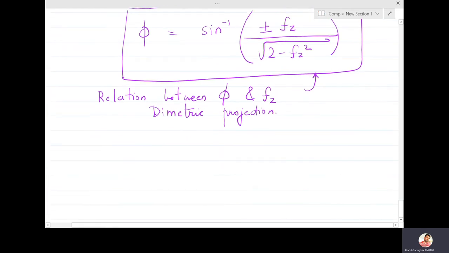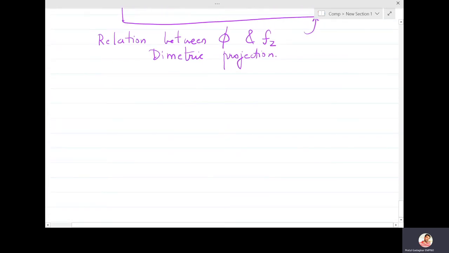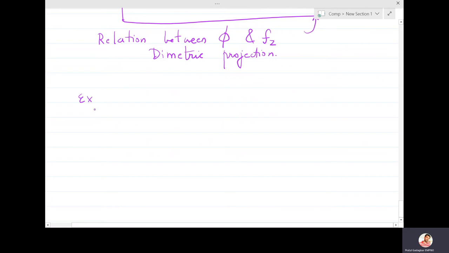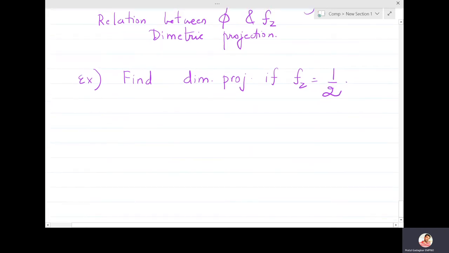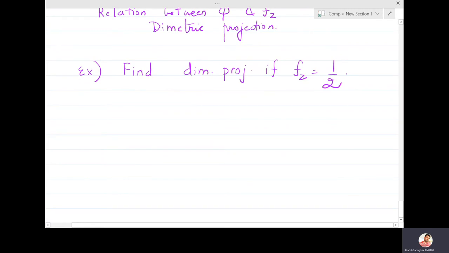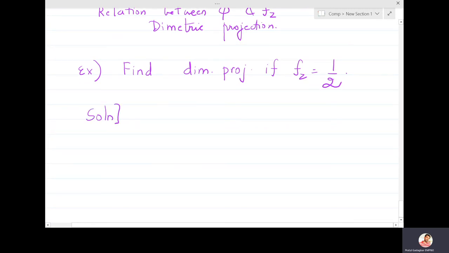Now let us take one simple problem. Let me write an exercise: find a dimetric projection if the foreshortening factor along the z-axis is equal to half. I hope now you know how many such dimetric projections you are going to get. You're going to get four such different dimetric projections. So we will first find what theta and phi are.